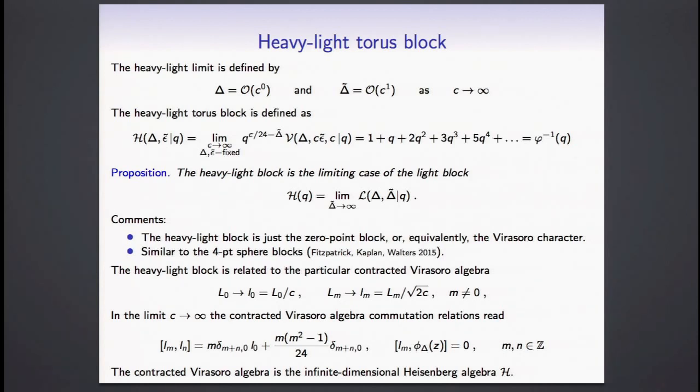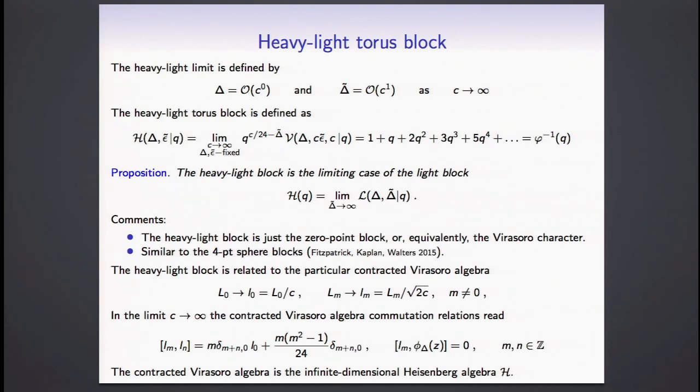In this case, we rescale all Virasoro generators, including the SL2 part, and show that the contracted Virasoro algebra commutation relations in this case take this form, which, up to a linear transformation, I mean changing the basis, we can cast into the standard Heisenberg algebra commutation relation form. So calculating the associated conformal block, we arrive exactly at this expression.